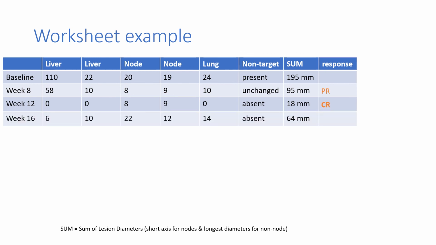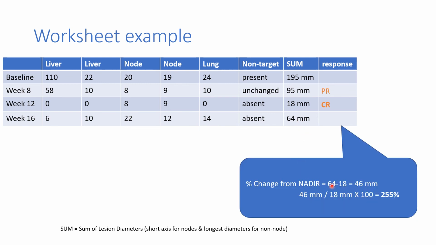Time goes on. Week 16. Some of the liver lesions are growing again, as are the lung lesions. In fact, all the lesions are growing. The non-target lesions remain absent, and you have the sum of the diameters there of 64 millimeters. So what is the percentage change? While you're doing it, I'll give you a clue. Remember, you're looking at the nadir now, the change from the nadir, not from the baseline. And if you work that out correctly, there has been a 255% increase. So that's a greater than 20% increase. So that is progressive disease.